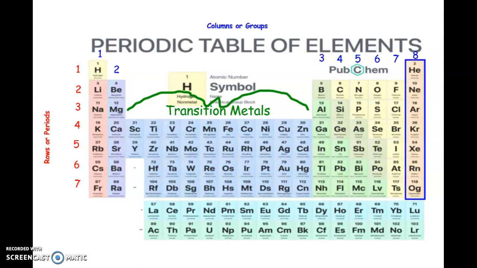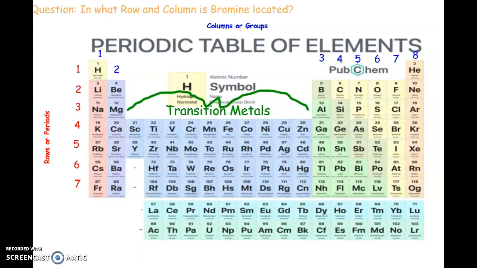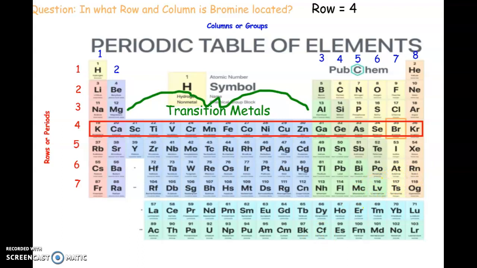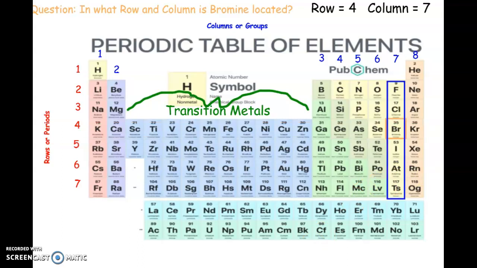So what's the importance of this? What if I asked you, in what row and column is bromine located? So first of all, you have to find bromine. And bromine is over here. It is number 35 on the periodic table of elements. It is Br. So where is that located? Well, it is located in row 4 and column 7. Row 4, column 7.